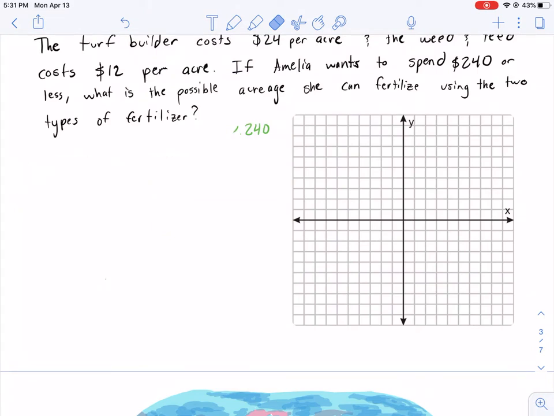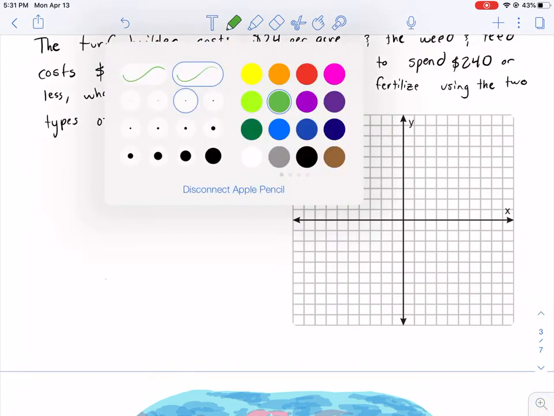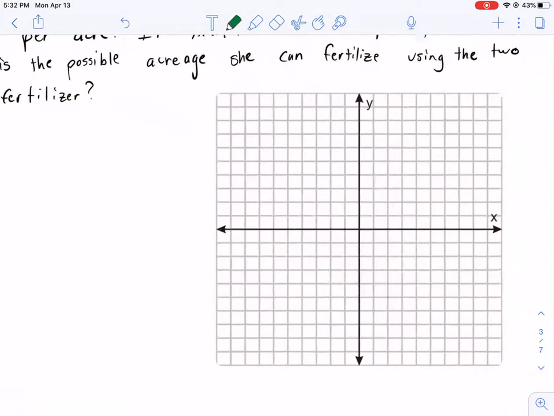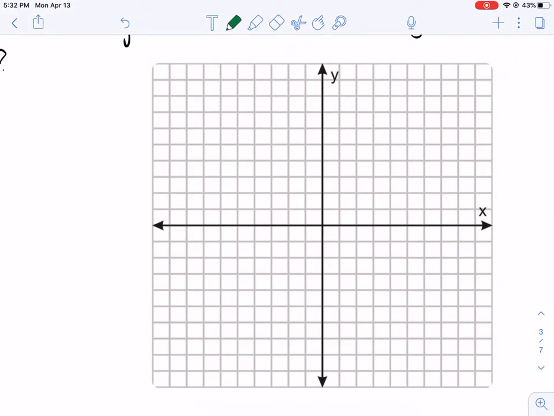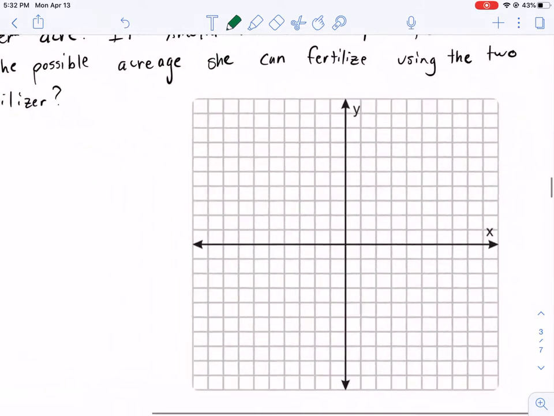Okay. So the first thing we probably should do is we want to define our variables. Let's use green since we're talking about grass. So let's make x the turf builder. So x is going to be equal to our turf builder. Now, what in terms of turf builder? This is the amount of acreage that we use turf builder on. Okay, it's not the price, it's the amount of acreage we used for turf builder. So how much lawn did we use the turf builder on?